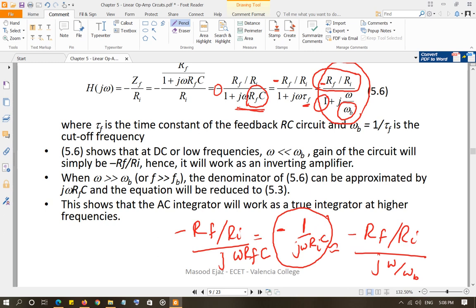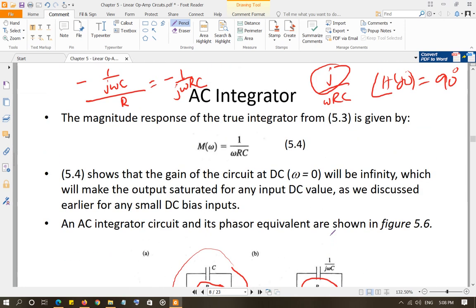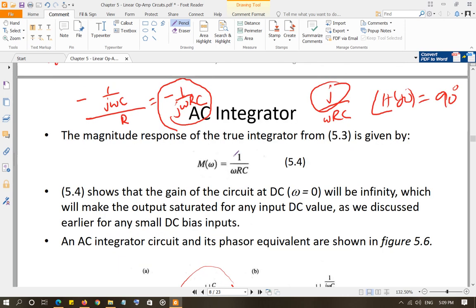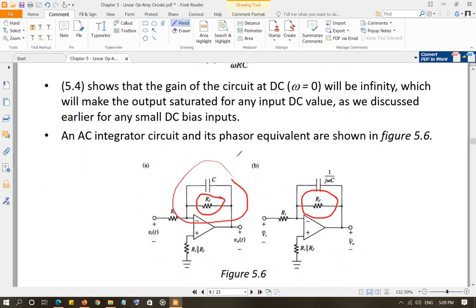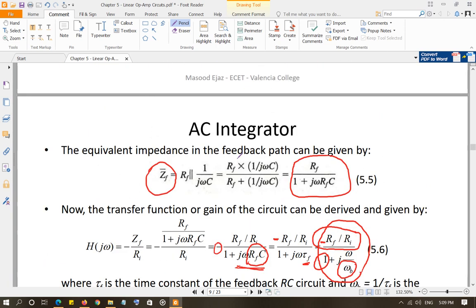What is this? This is the transfer function of a true integrator, right? So when your frequency becomes quite a bit larger than omega B, the circuit will start working as a true integrator circuit. So that circuit is working in two ways.